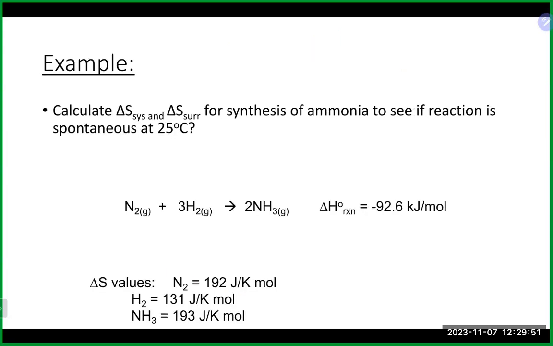Here we go. A little bit of ammonia. N2 plus some H2. Delta H of this reaction is minus 92.6 kilojoules per mole. These are the delta S values you can find in a table. Calculate the delta S of the system, delta S of the surroundings, and determine whether or not this reaction is spontaneous at the classic 25 degrees Celsius temperature.